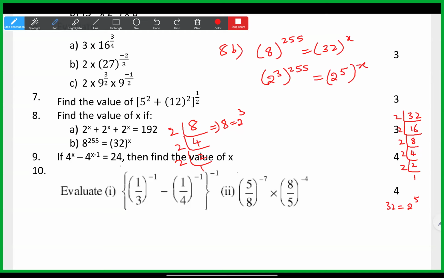Any doubt? No, sir. Now can you tell which law can we apply for this? Sir, a power m whole power n is equal to a power mn. Yes. So what I have to write now? Sir, 2 power 3 into 255 is equal to 2 power 5 into x.